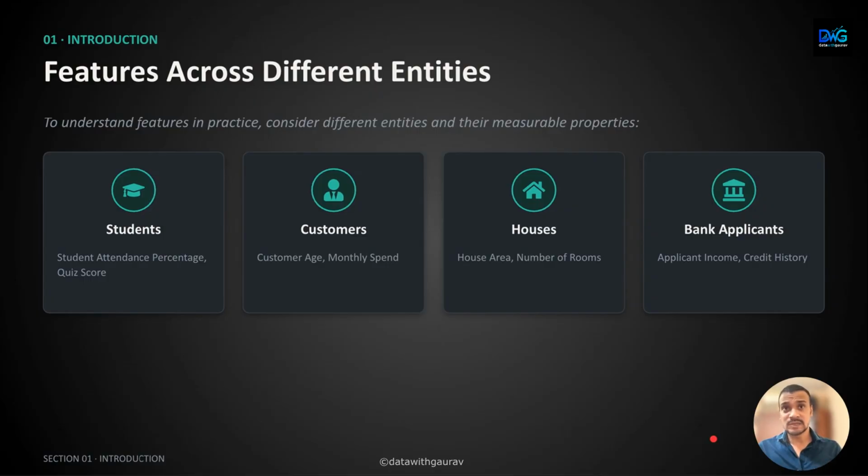But if the entity is a customer, a useful feature might be the age of the customer or the monthly spending. Similarly, for a house, features could be its area or number of rooms. For a bank applicant in a loan approval problem, the features could be his or her income, credit history, etc. that will help the model assess the applicant's credit worthiness. Did you notice the pattern here? The entity changes depending on the problem, but features are always the measurable pieces of information that describe that entity and help the machine learning model make better decisions.